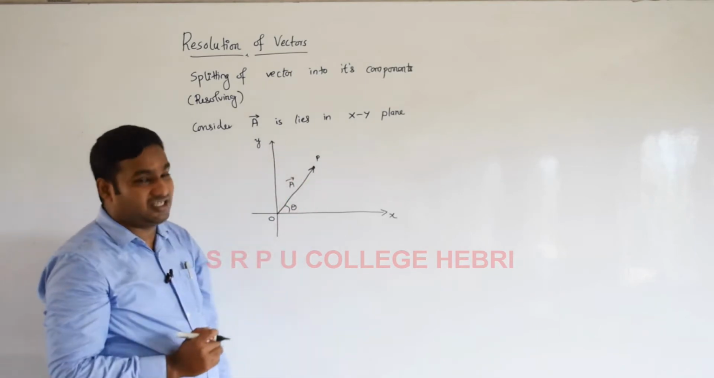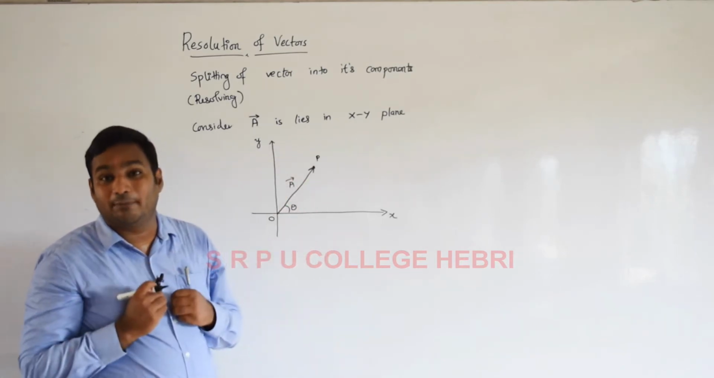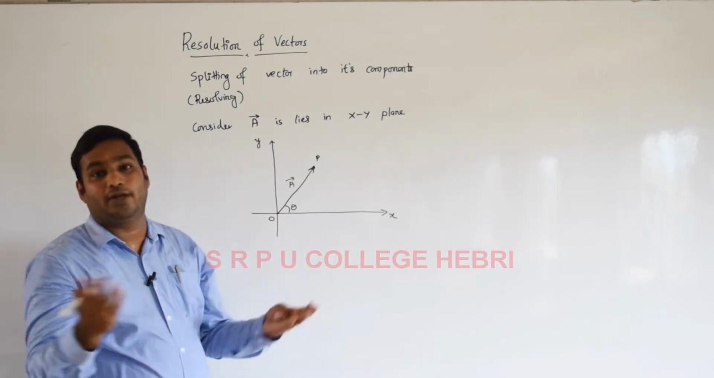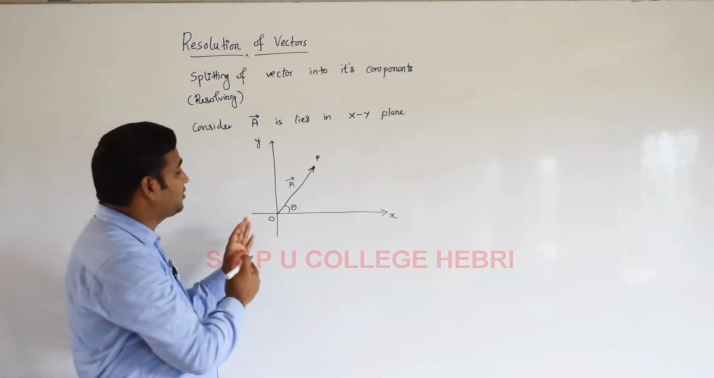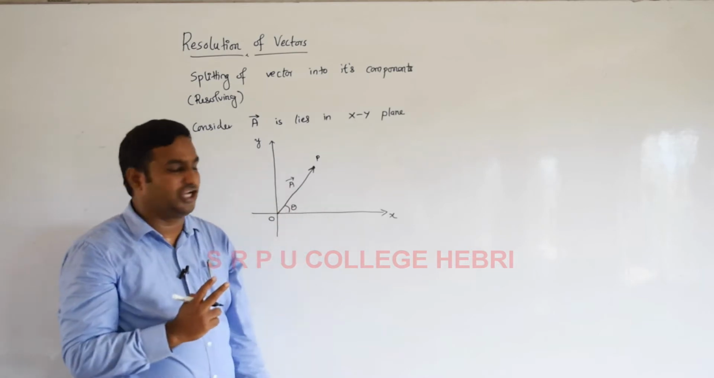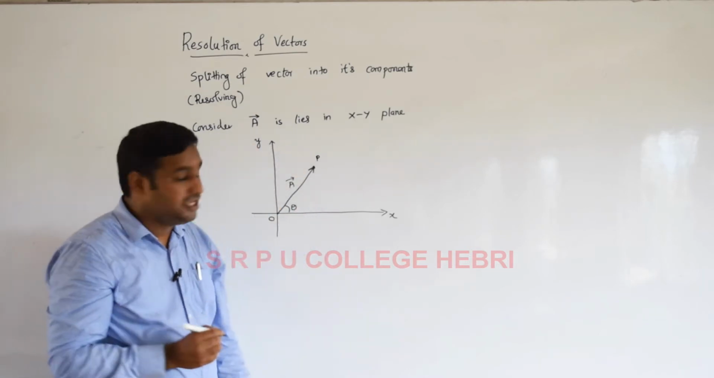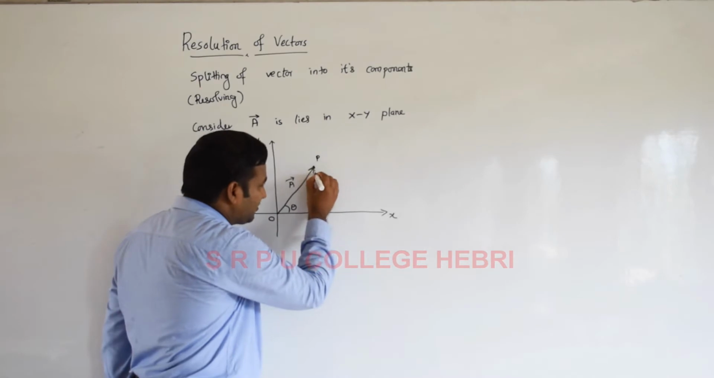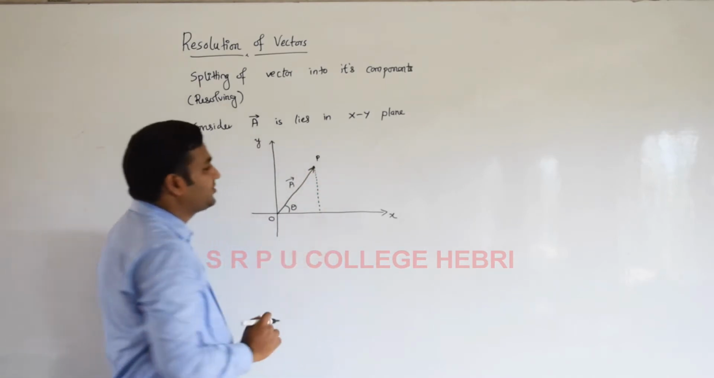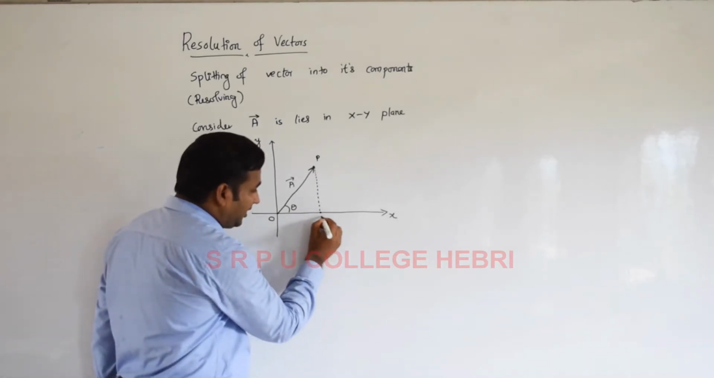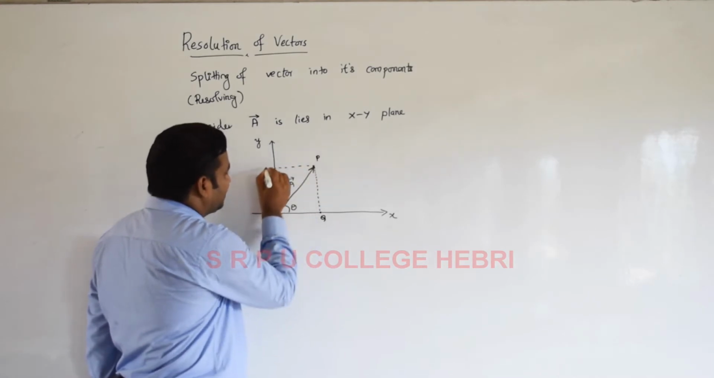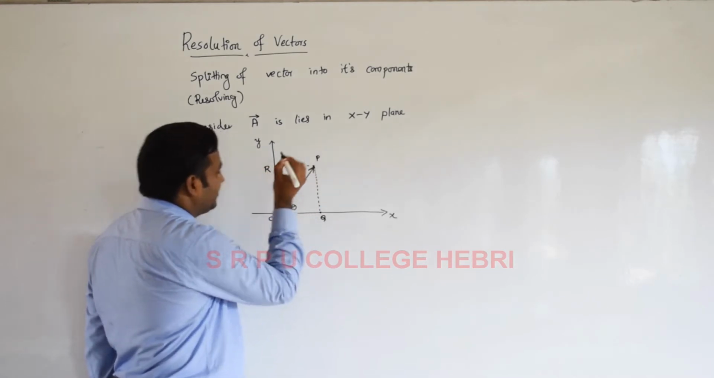Automatically, this vector is resolved into how many components? Two components. One component along the x-axis, another component along the y-axis. This splits into how many components? Two components. One component is along the x-axis and the other is along the y-axis. If I complete this diagram, just imagine, I consider this particular point as Q. Again, I consider this particular point as R.